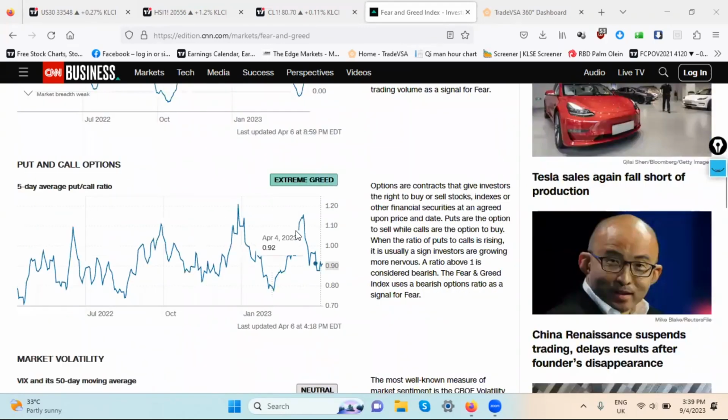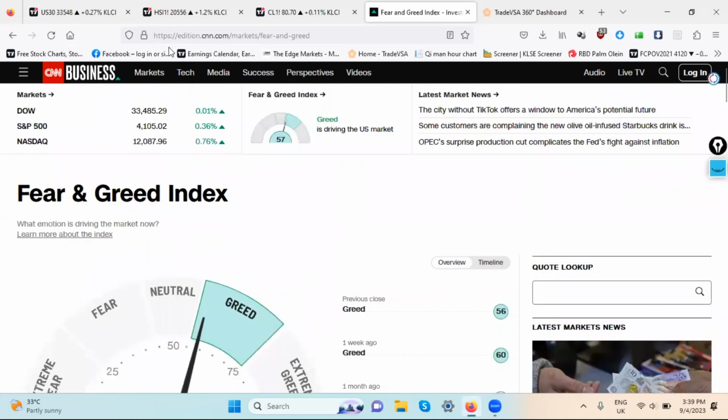Okay, so you can go and have a look, this is actually very common now. When you are in extreme gray, something will be coming. The news can be created, whatever they can do. So this is the fear and greed index, and better take note of it.